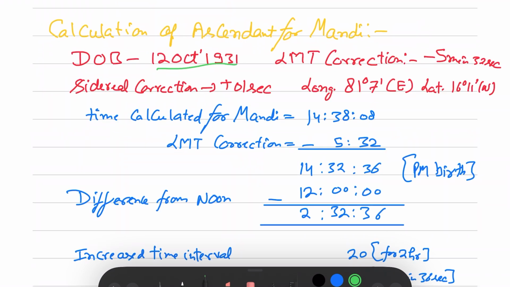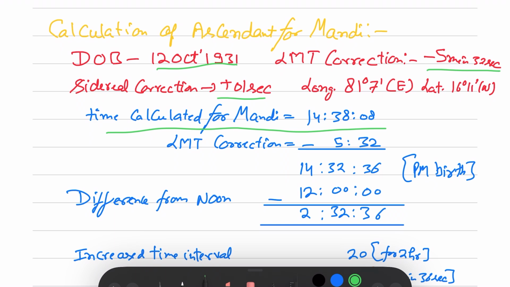Date of birth is 12th October 1931. LMT correction for Sir is -5 minute 32 second. Sidereal correction is +1 second, and these are the longitude. So the time calculated for Mandi is 14:38:08. So we do the LMT correction.